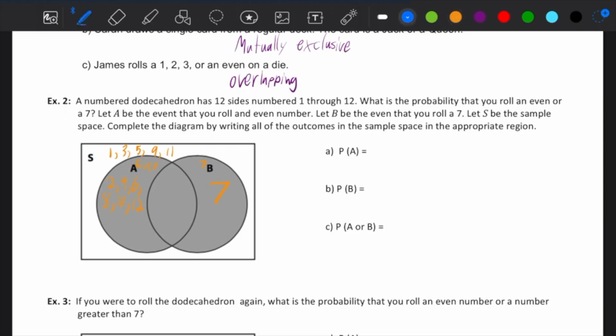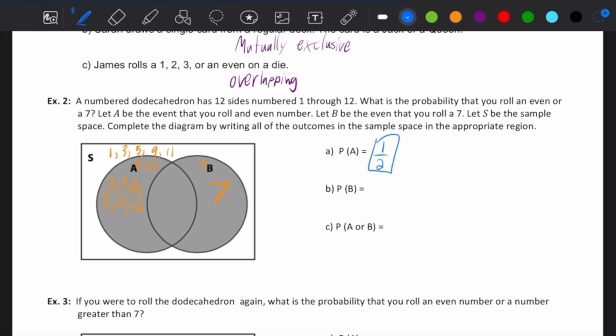So we can use this to visually help us see the probability of event A happening, the probability of it being even. So we see here there's 6 options out of the 12. So 6 over 12 is the same thing as 1 over 2. So it's going to happen half the time, or should.